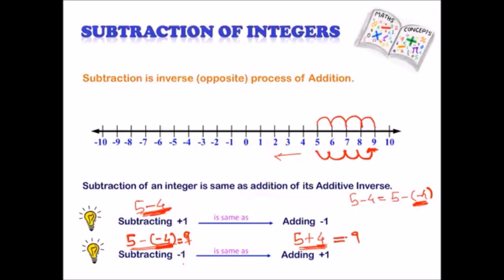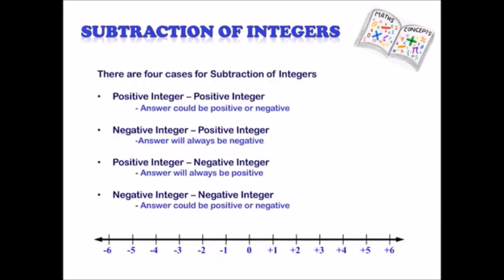This also means that if I have to solve a subtraction problem, I can convert it to addition and use rules for addition of integers. Okay, now let's see what are different cases for subtraction of integers. Since integers involve positive as well as negative numbers, there are 4 cases for subtraction of integers. First one, positive integer minus positive integer. Second, negative integer minus positive integer. Third, positive integer minus negative integer. And fourth, negative integer minus negative integer.